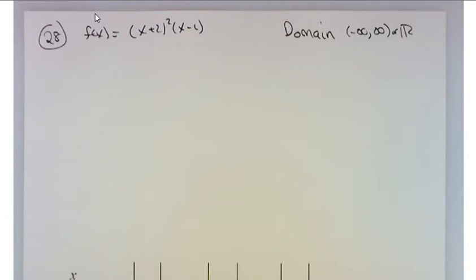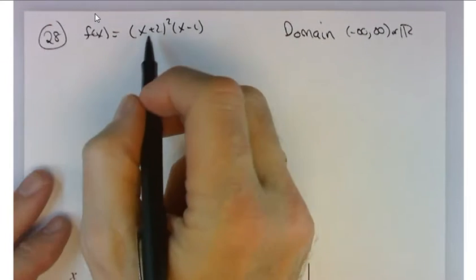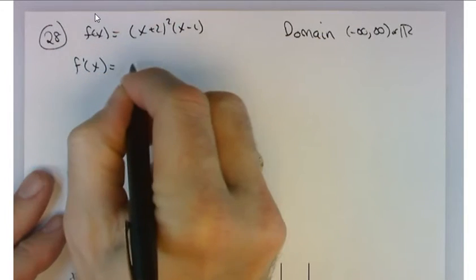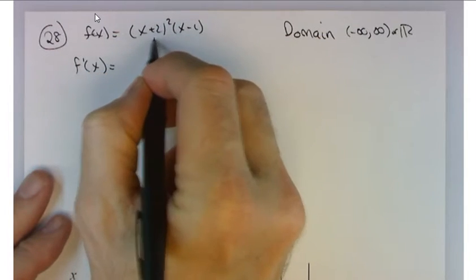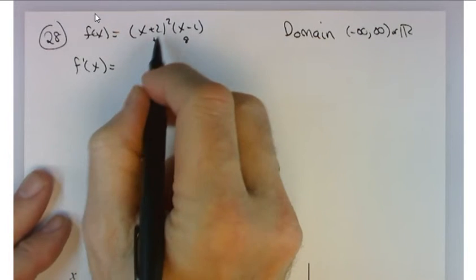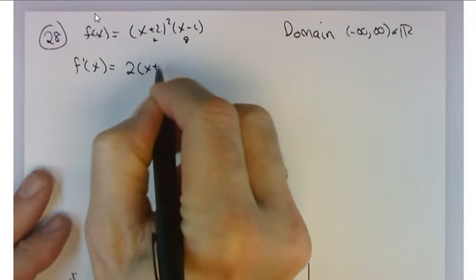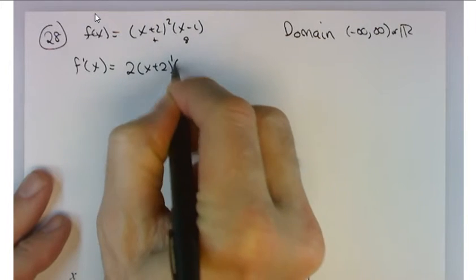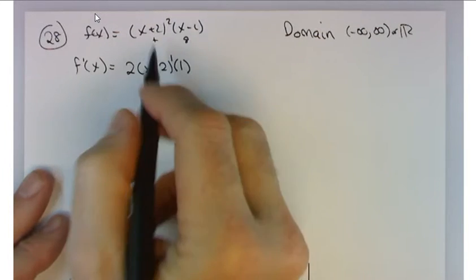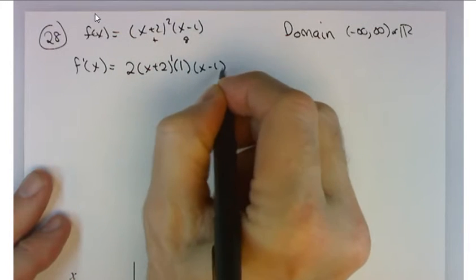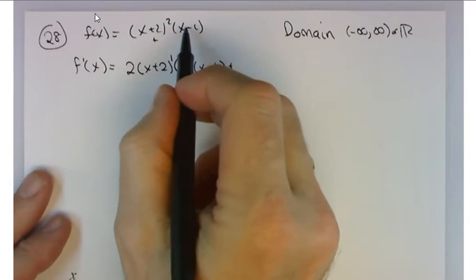Now in terms of finding the derivative, the first thing you have to do is use the product rule. So f prime of x, let's call this kind of like the f of x, and that's a g of x. You have to differentiate the outside with the chain rule: 2 times x plus 2 to the first power times the derivative of the inside. So that's your f prime times g plus g prime.